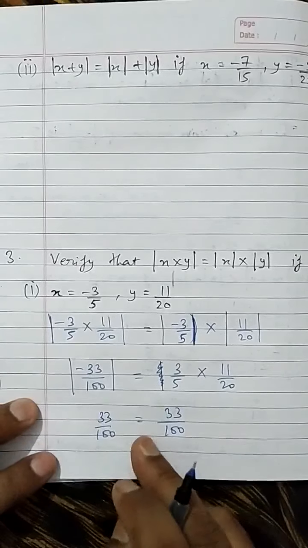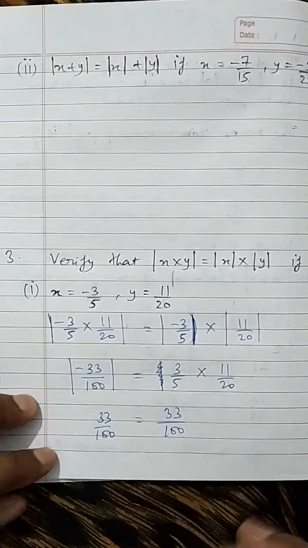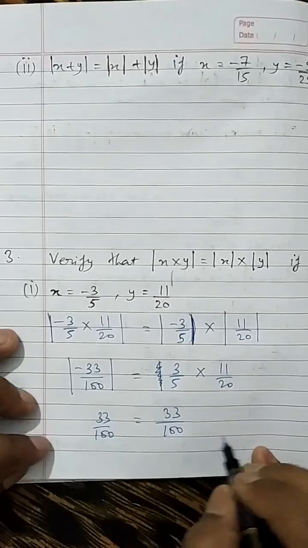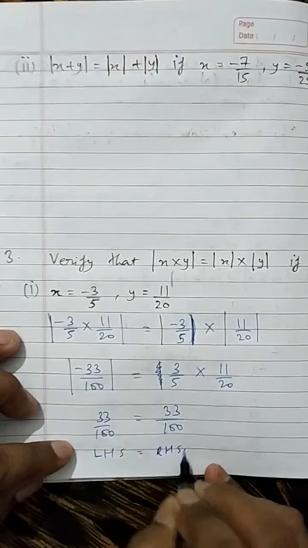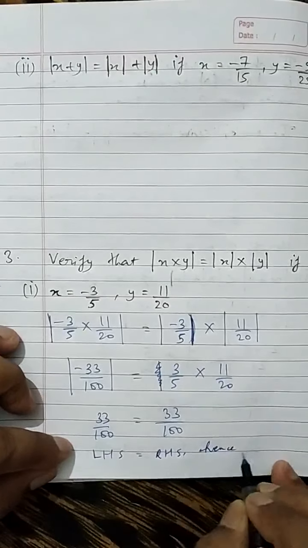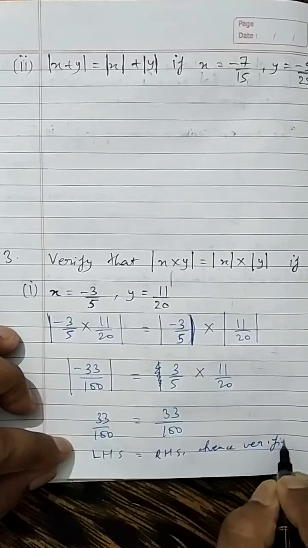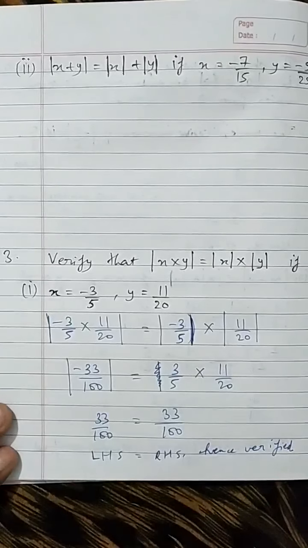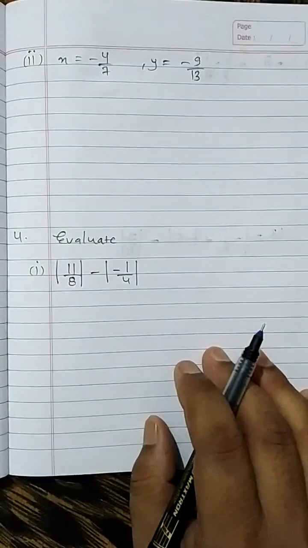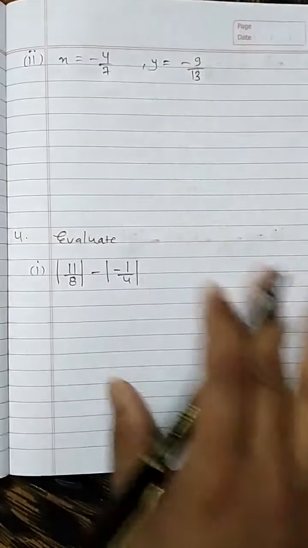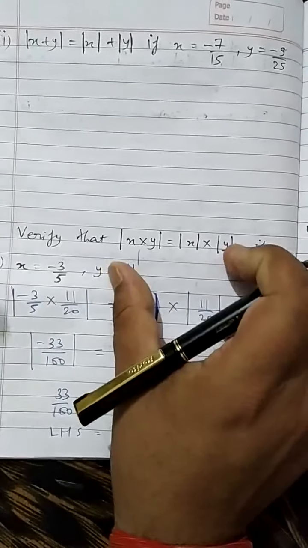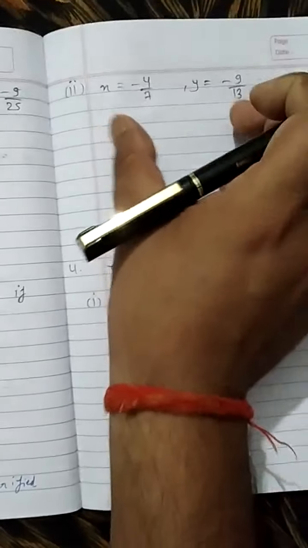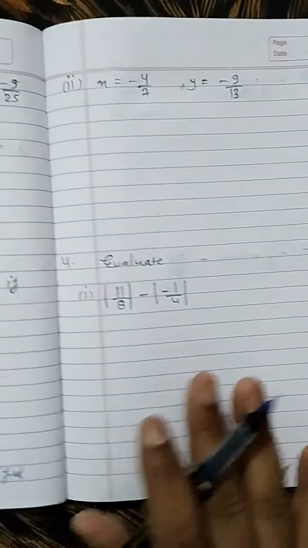So 33 upon 100 is equal to 33 upon 100. These are also equal, hence verified. You can write here LHS is equal to RHS, hence verified. Okay, this is to be done by you in your homework. Okay, the rule is the same as given here. Okay, in this expression you have to put the value of x and y as I have shown you here.